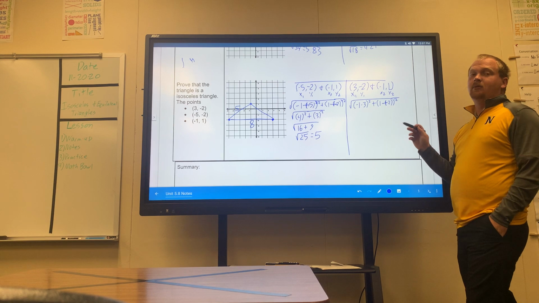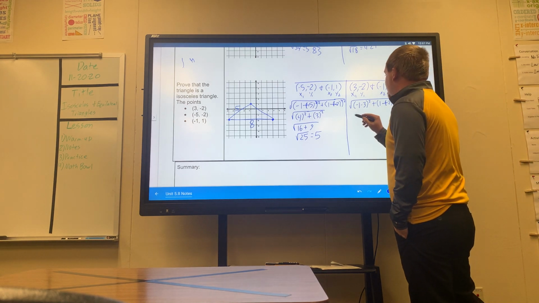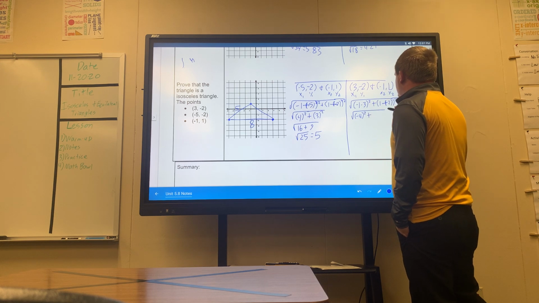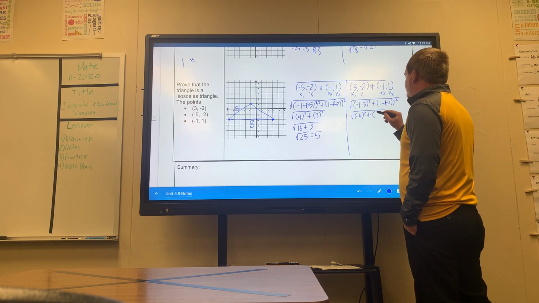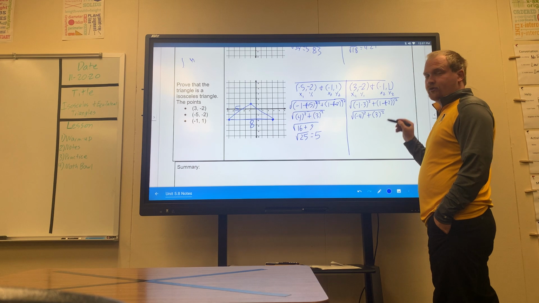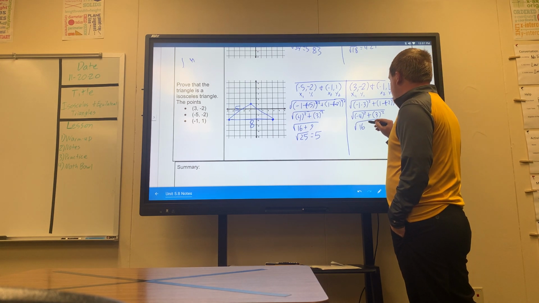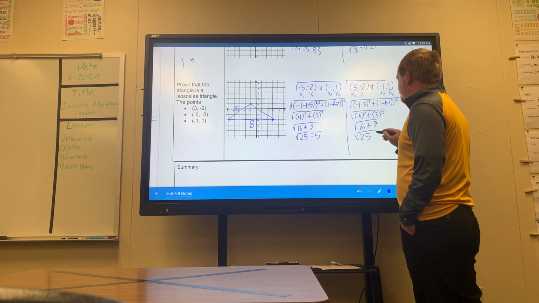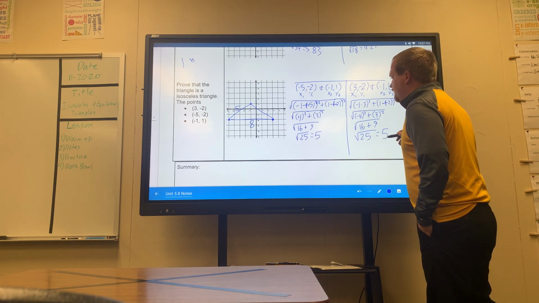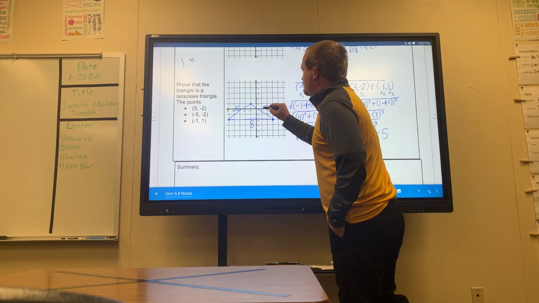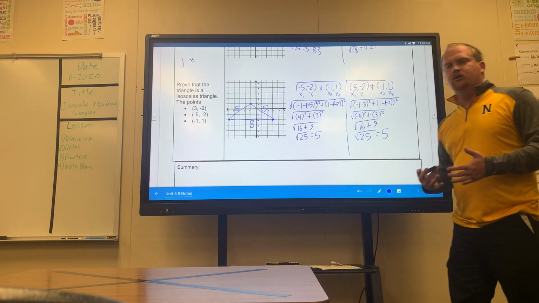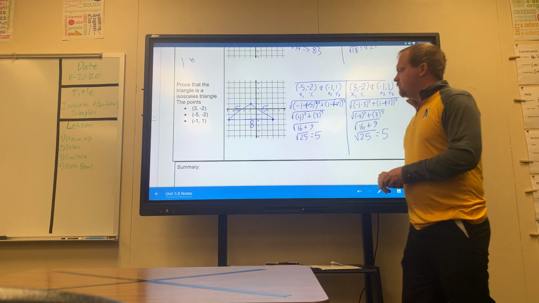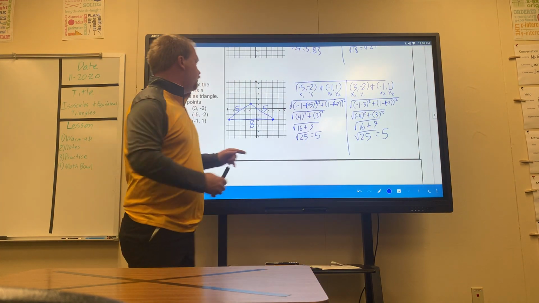Now, negative 1 minus 3 actually gives us negative 4. 1 plus 2 is 3. Negative 4 squared is 16. 3 squared is 9. Add them together, I get the square root of 25, which happens to give me 5. So we just proved that this is indeed an isosceles triangle, because all I'm looking for are the two equal lengths here.